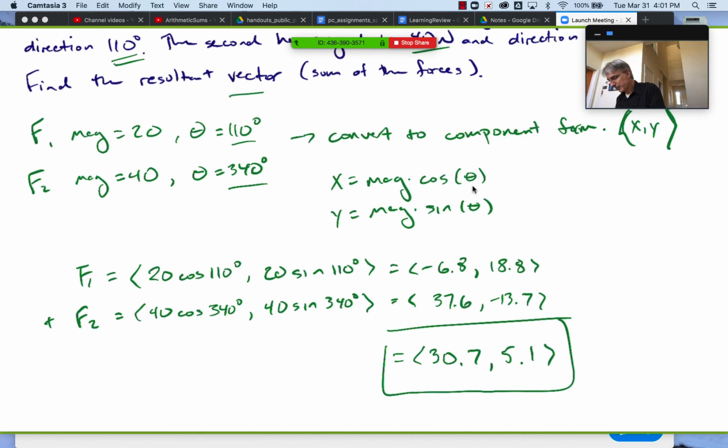Since it just says find the resultant vector, I can leave my answer in component form. Hypothetically, the problem might say find the magnitude of the resultant vector, in which case I'd have to find the magnitude of that. But that's typically not the types of questions that I ask. I just want you to convert it into component form and then find the sum, and then this will be your final answer.